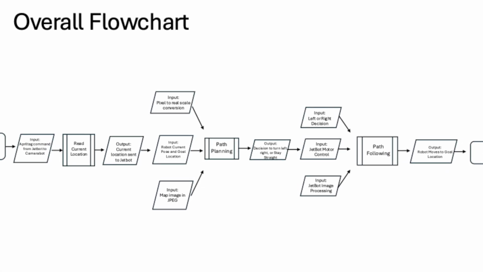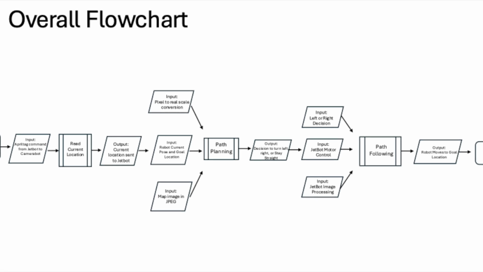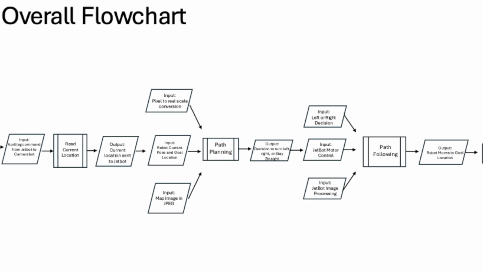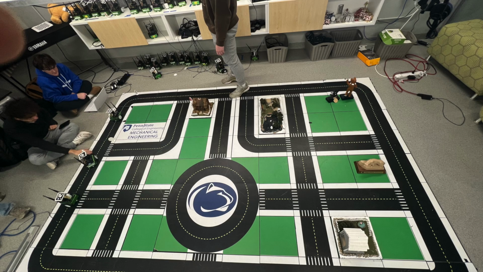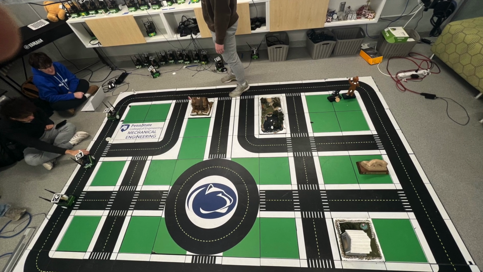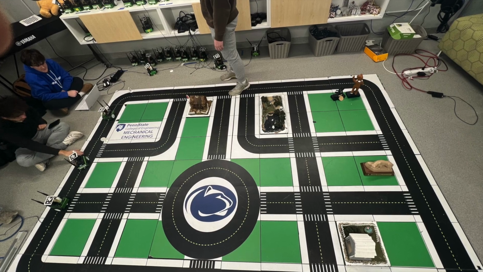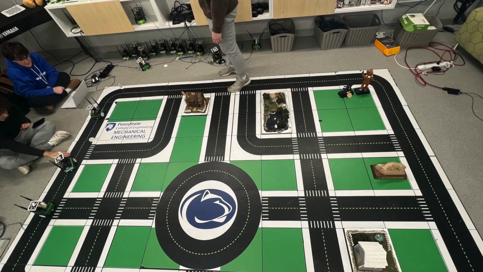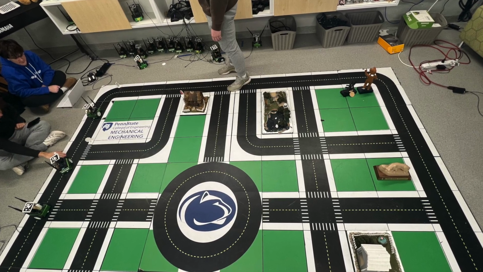To start this flowchart, our team decided to use the get AprilTag location in order to read the current location of the JetBot so that we could start the path planning process. To do this, our JetBot needed to send a message to the camera bot saying that it wanted the April tag location. Then after performing this subtask, the output would be that it gets the current location based on where it is on the map.